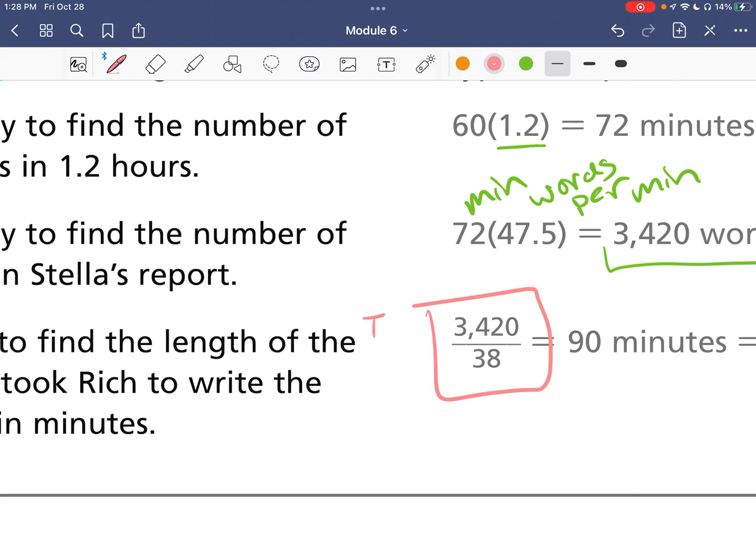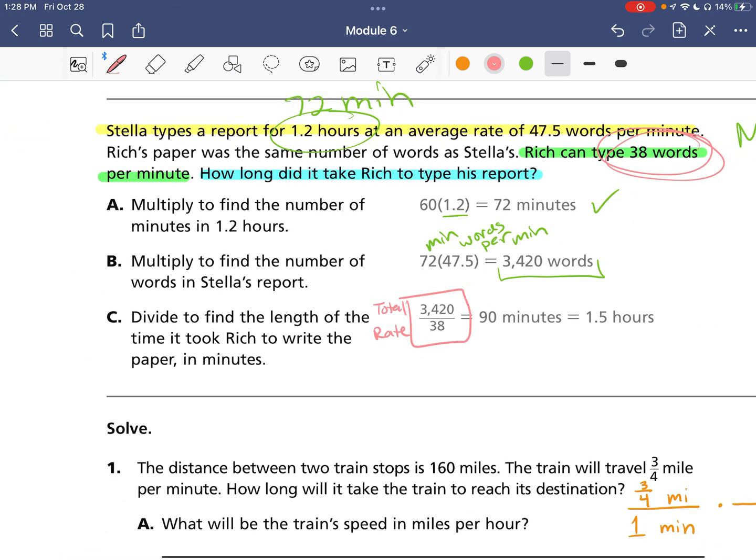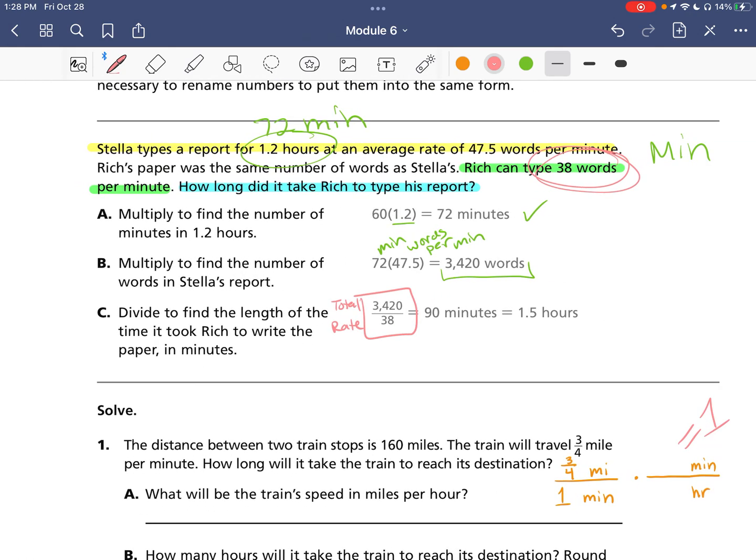So our total divided by the rate that he can type, and that tells us he's done in 90 minutes, which is an hour and a half. So going back to that original question of, is it going to take him longer or will he be faster? Now, when we're talking about words per minute, the more words you can type per minute, the faster you're going to get done.